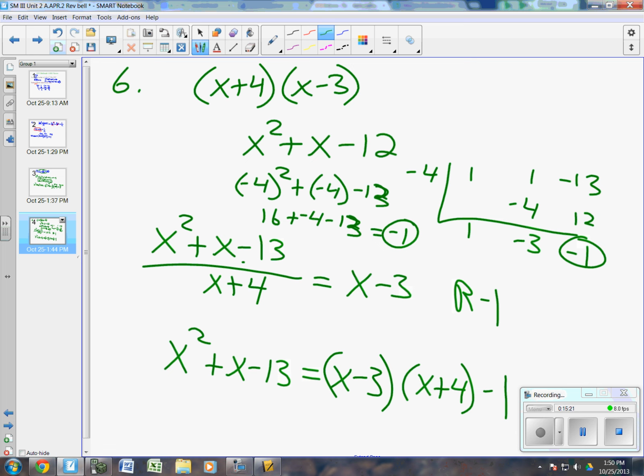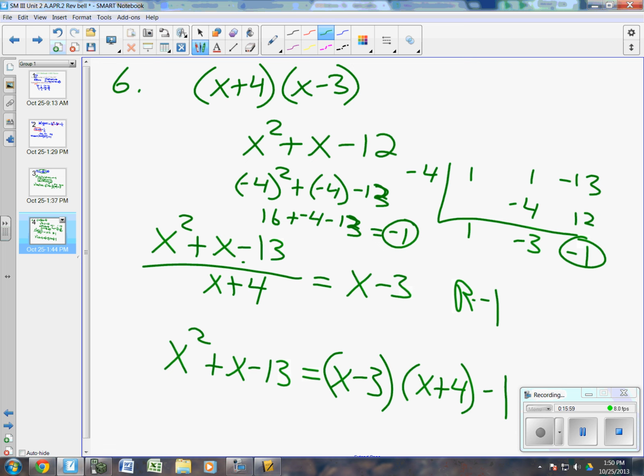Any other questions? Go through this one more time? Yes. Okay, what we had is in problem number 6, they asked us to multiply those two factors together, right? And we got this, and we had a negative 12 right there. Now they said, but what if you took something that's slightly different, x squared plus x minus 13, because that's slightly different than this, right? And you divide it by x plus 4, which was one of the factors you got to get this right here. Then it's saying if you divided it, you would get a remainder of negative 1.